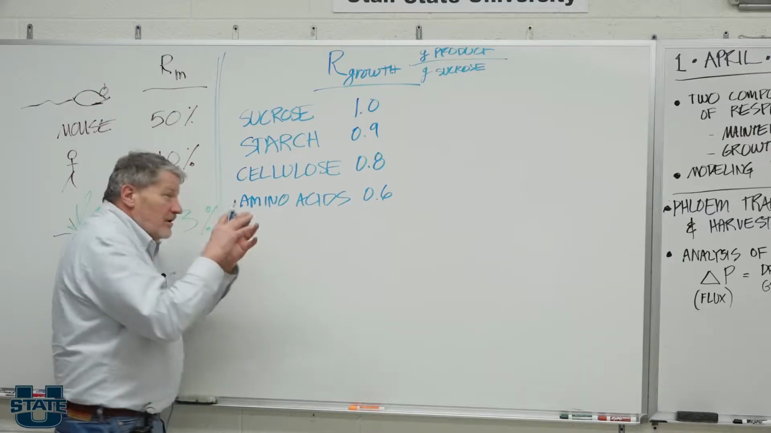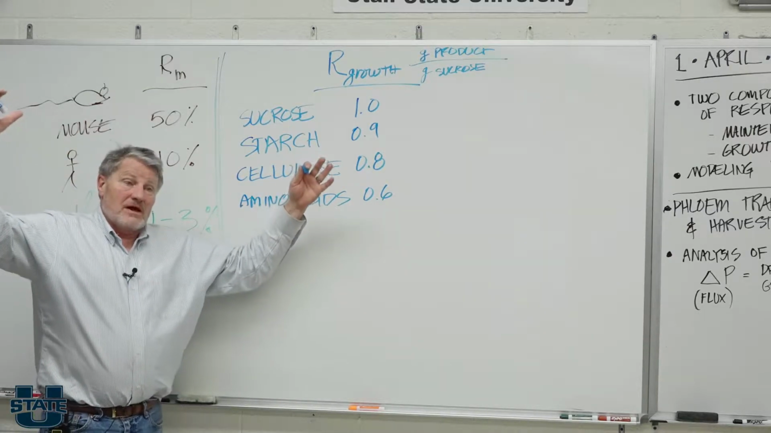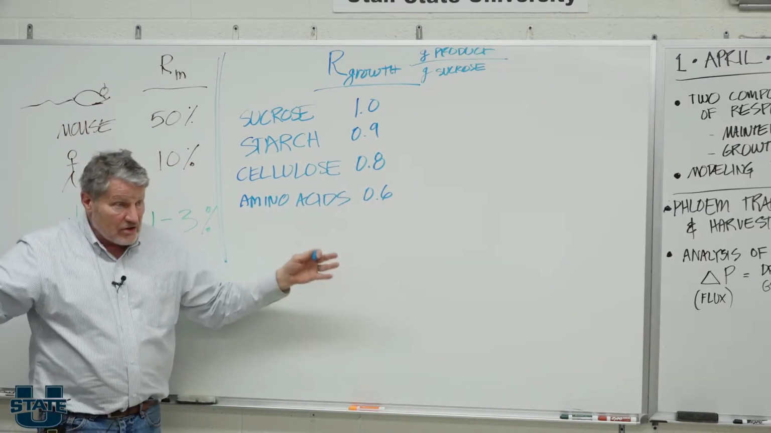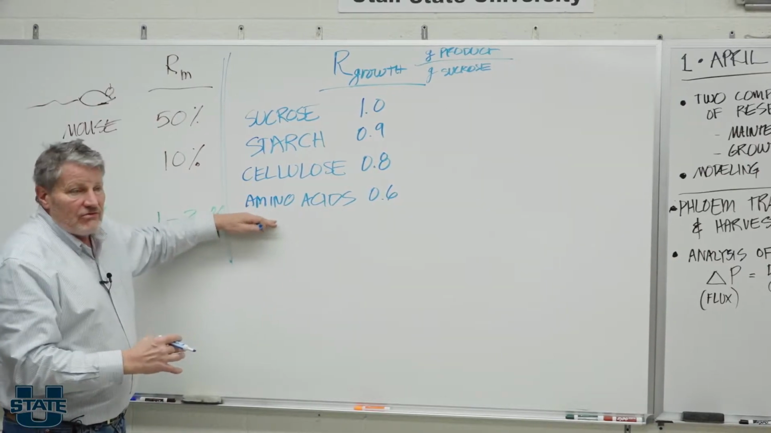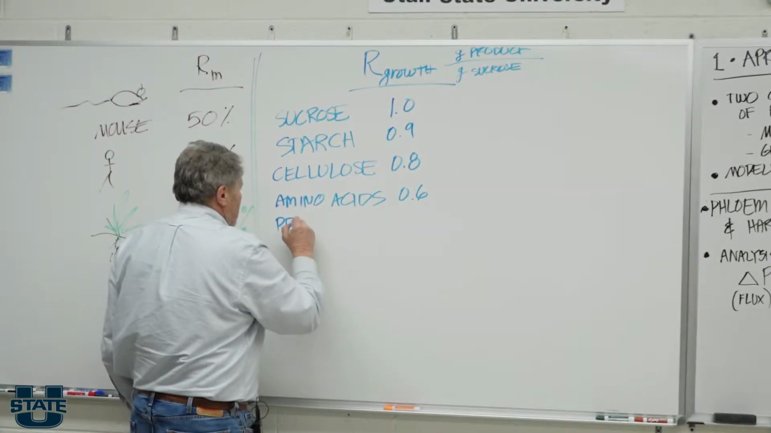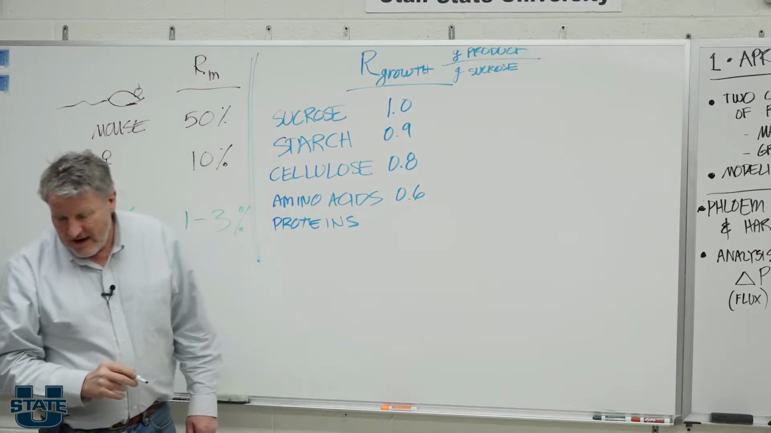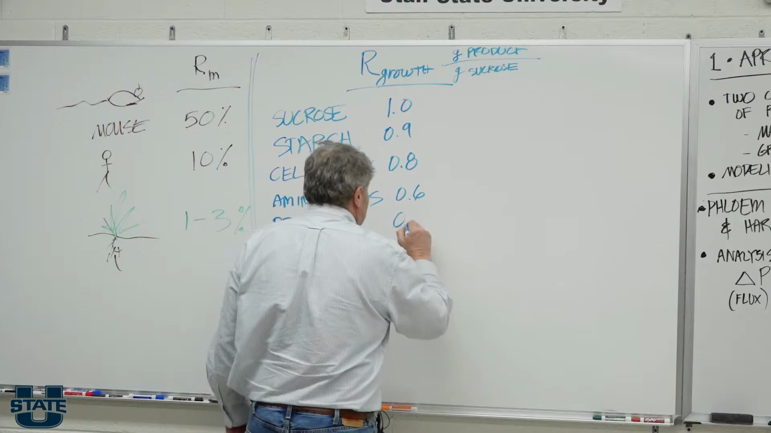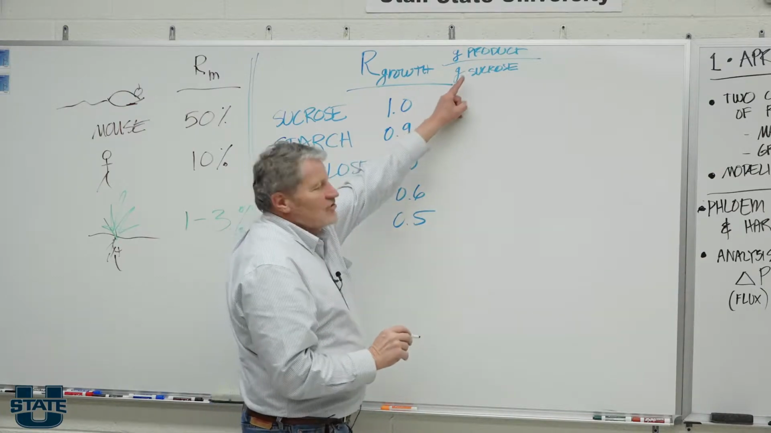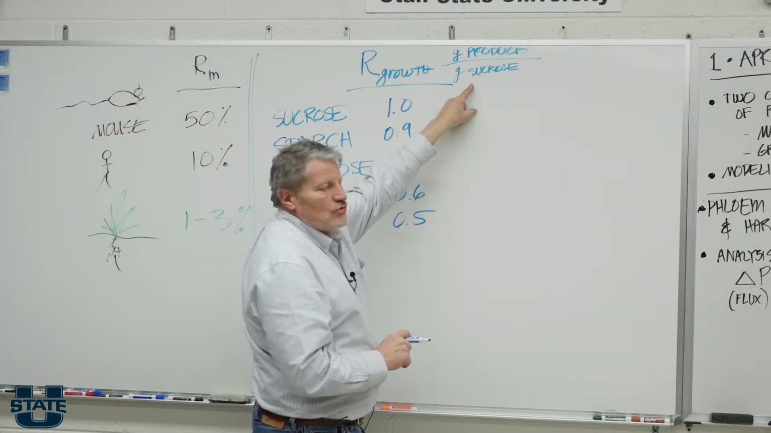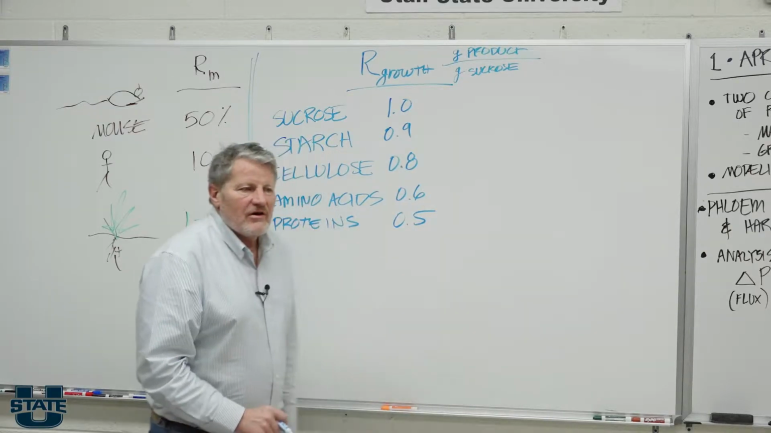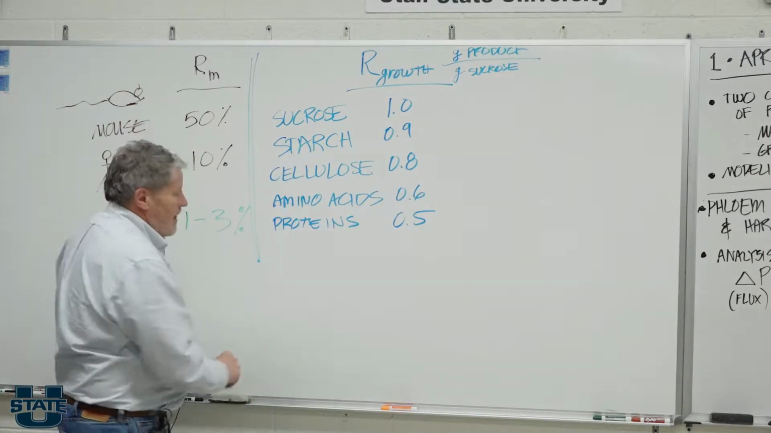Now all the little amino acids join together to make proteins, which are big molecules, hundreds and hundreds of amino acids. So we got proteins. 0.5. 2 grams of sucrose to make 1 gram of proteins. We keep going.